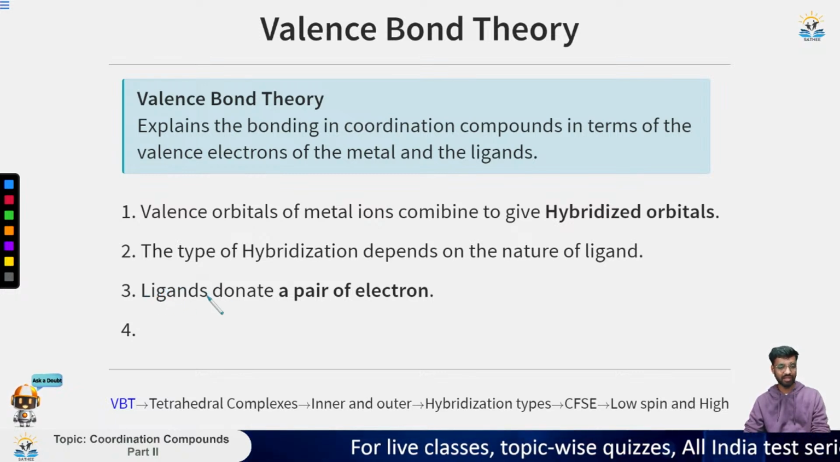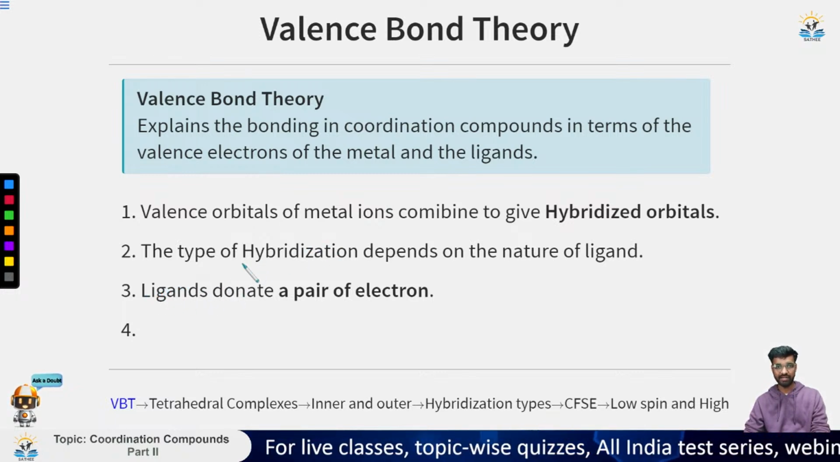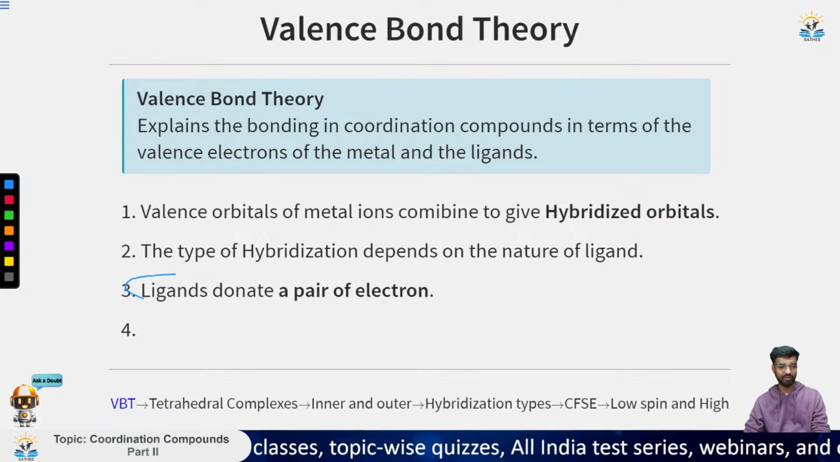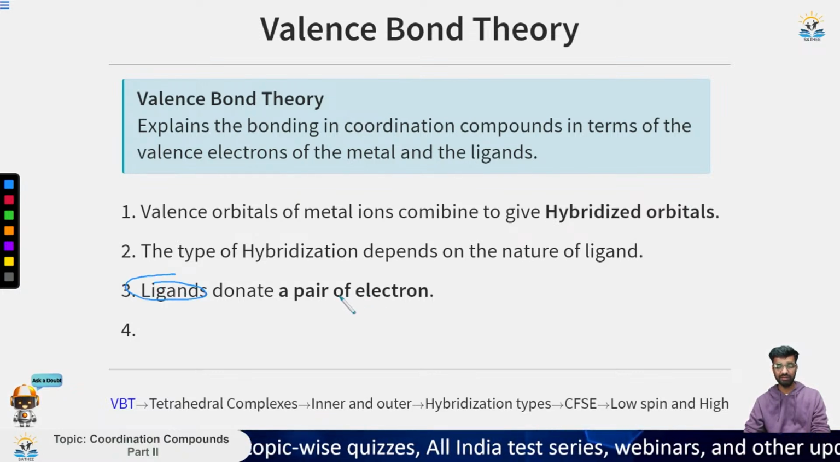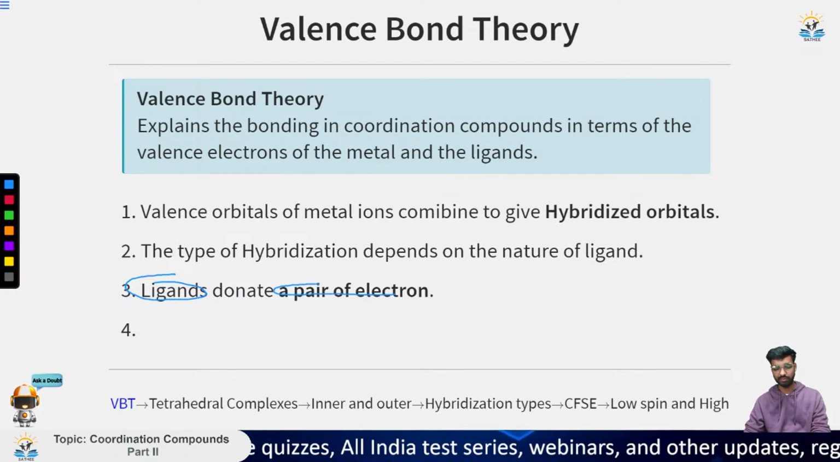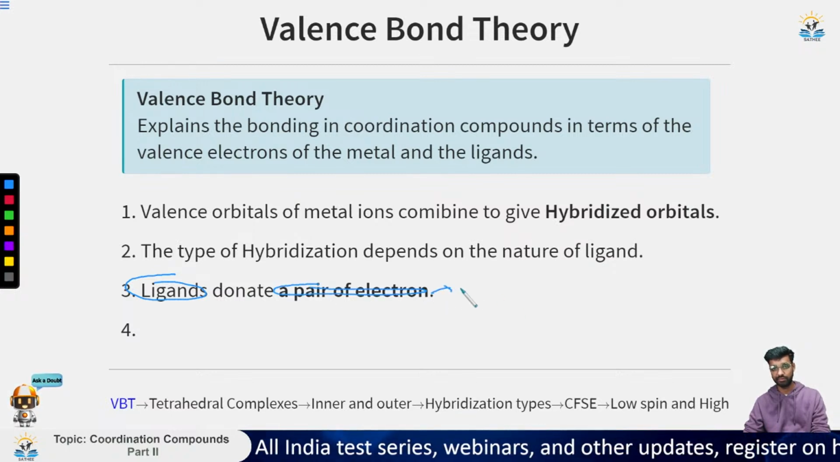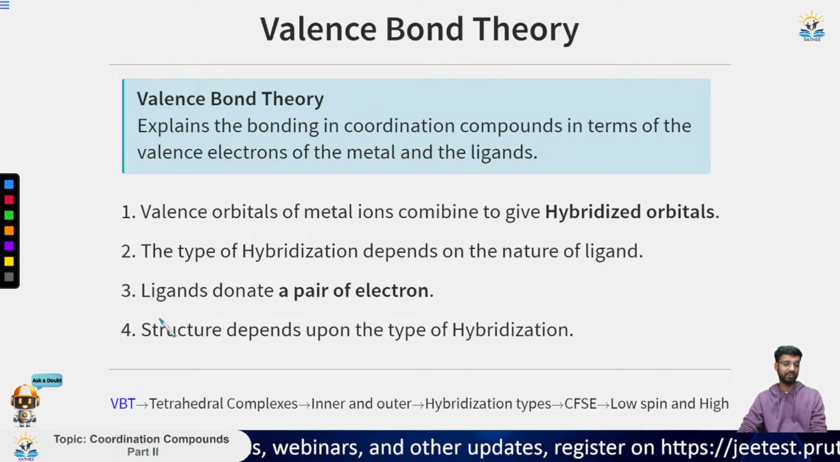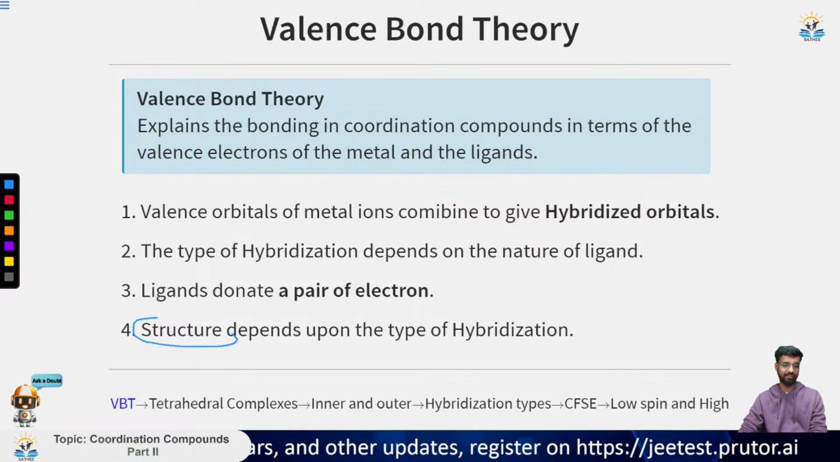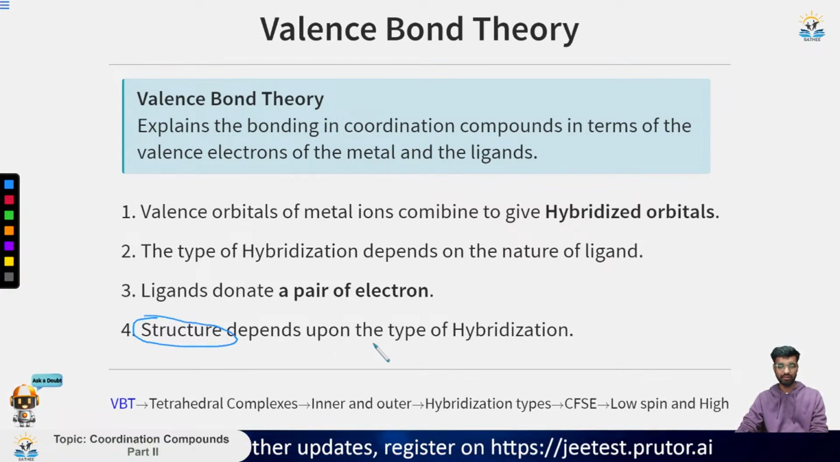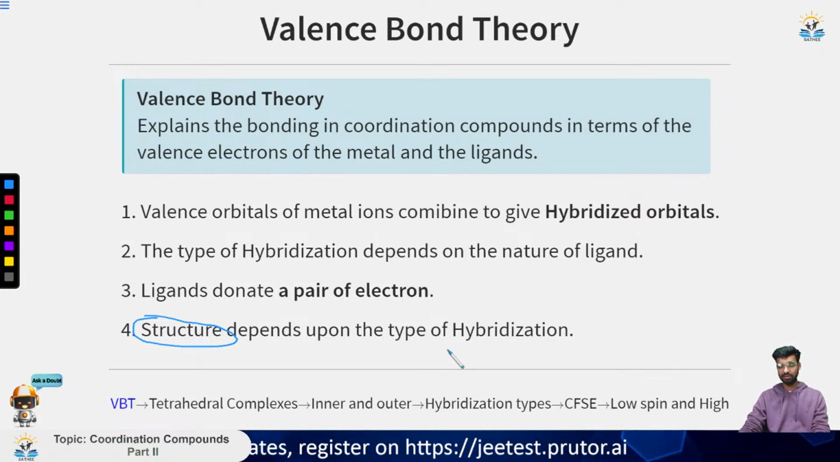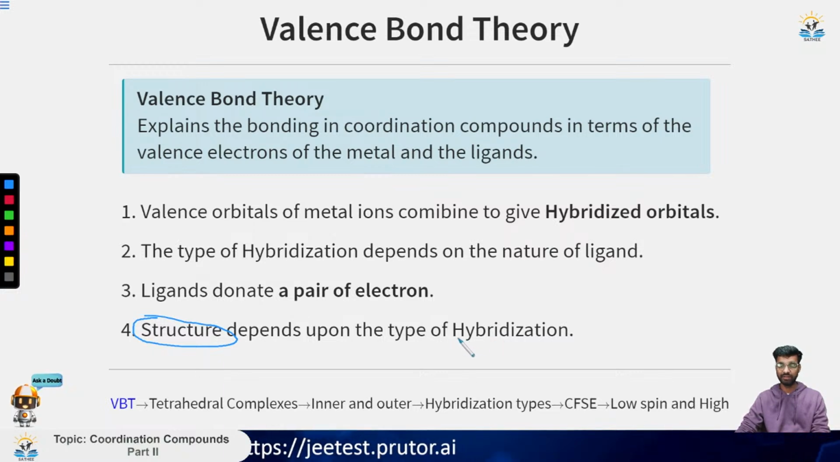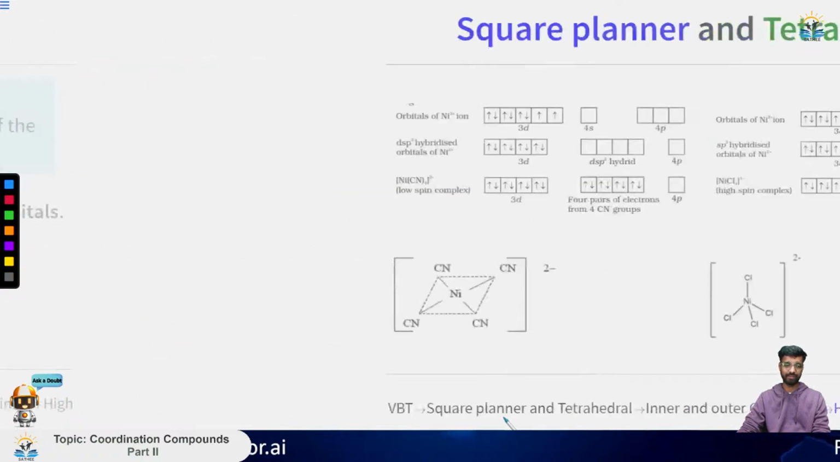Next, after the hybridization of the metal ion takes place, the ligand donates a pair of electrons. Each donor site donates a pair of electrons, meaning two electrons. In the next step, we have the structure. After the ligands have donated their electrons, we get a structure, which can be tetrahedral, octahedral or square planar, depending on the type of hybridization, whether it is sp3 or dsp2. We have different kinds of shape and structure.